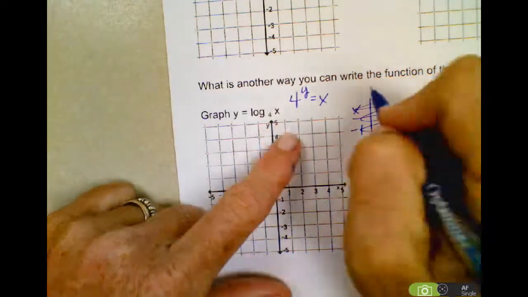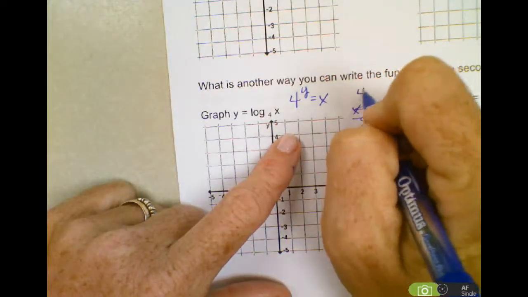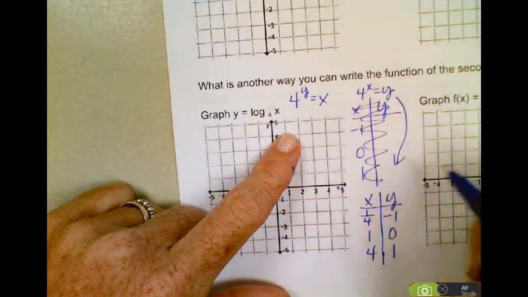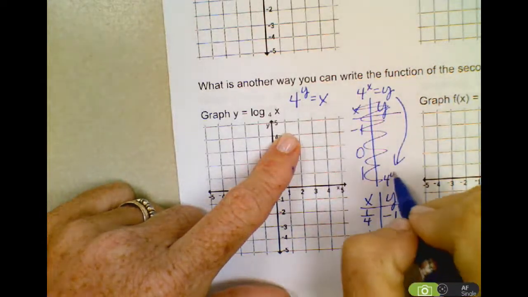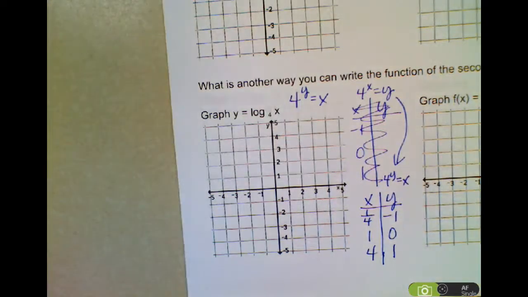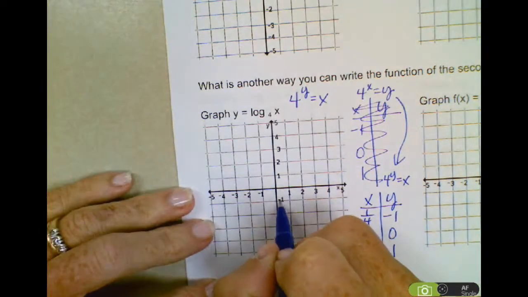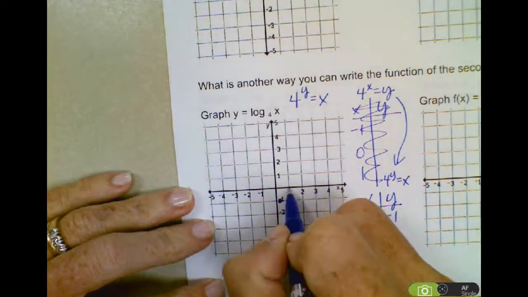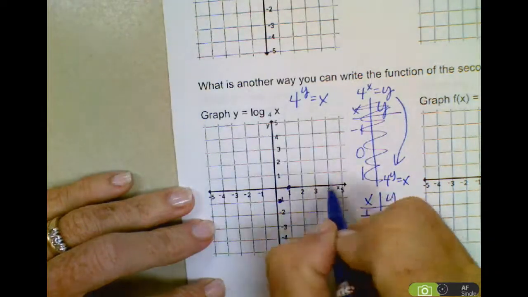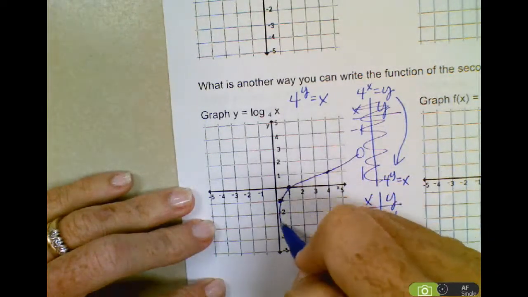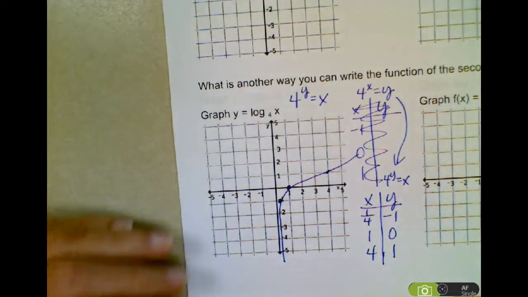This would have been if we had 4 to the x equals y. But of course, our log is the inverse of that, okay, which is 4 to the y equals x. So if we have 1/4, -1, which is going to be about there, 1, 0, and 4, 1. So there's our graph. Okay, just like that.